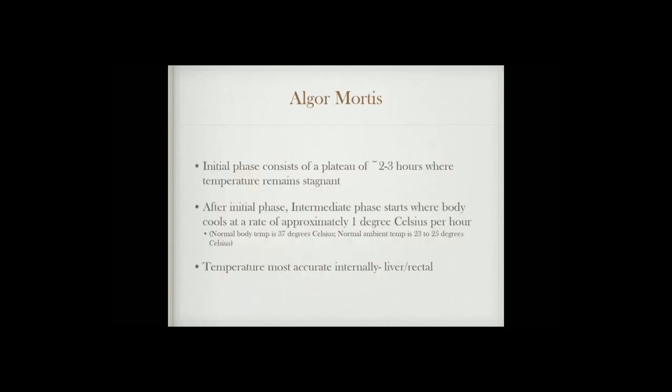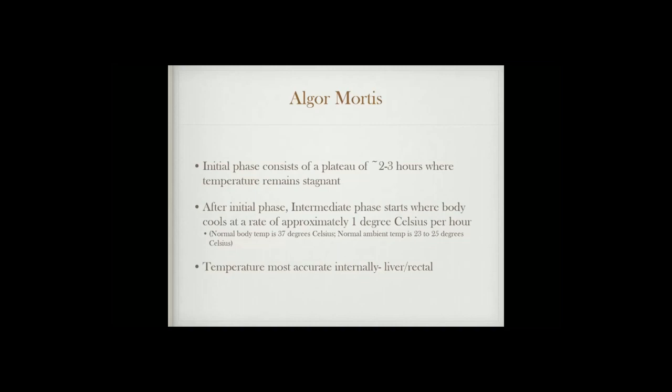Algor mortis is a common method used with the belief that the body cooling most accurately dictates the approximate time of death. This is based off a few assumptions, namely that we have a normalized body temperature at the time of death and that the body cools at a uniform rate. Unfortunately, both of these assumptions easily break down in the real world.